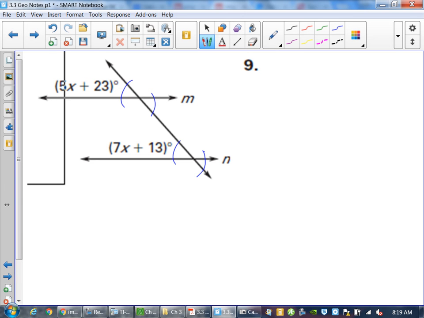So you get 5x plus 23 is 7x plus 13. Move some stuff around real quick. Minus 13 on each side, minus 5x on each side. So that will be 10 equals 2x. Divide by 2, that will give you x equals 5. And you just plug that back in.